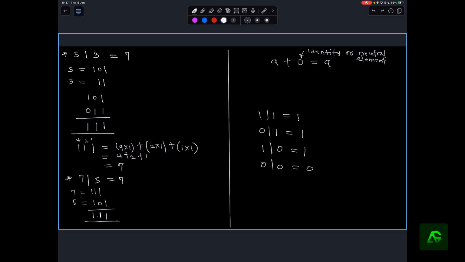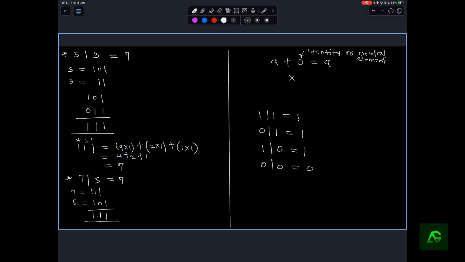And also under this operation, multiplication, it gave us 7, right? So that means in this aspect now, there is no identity element. You get the logic? So there is no identity element.